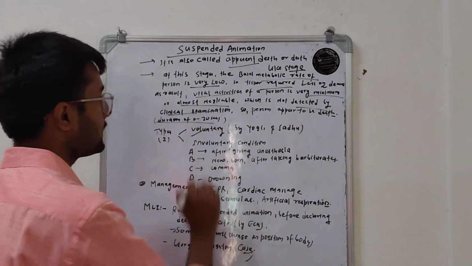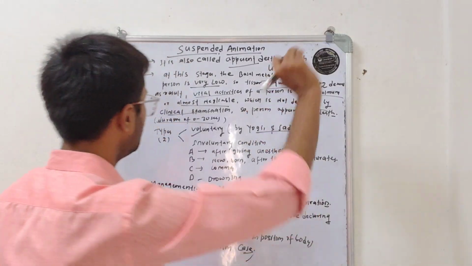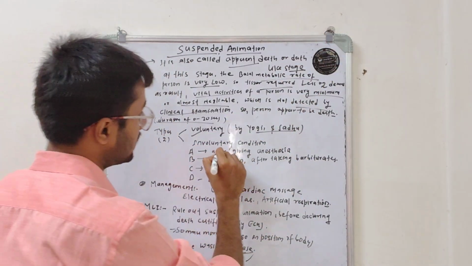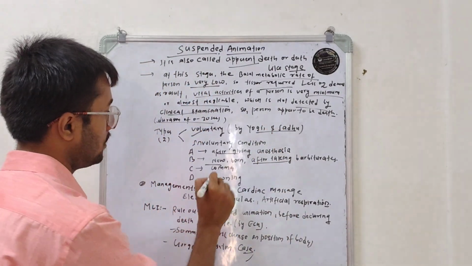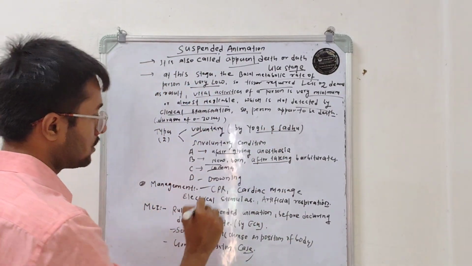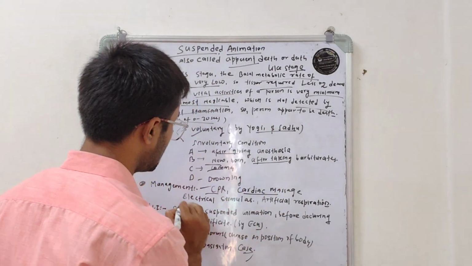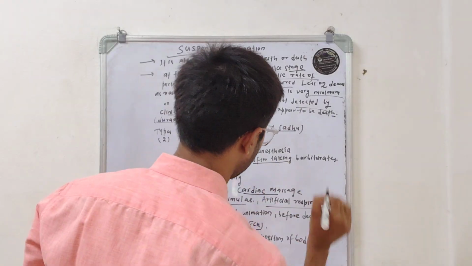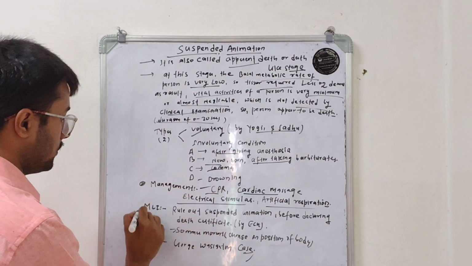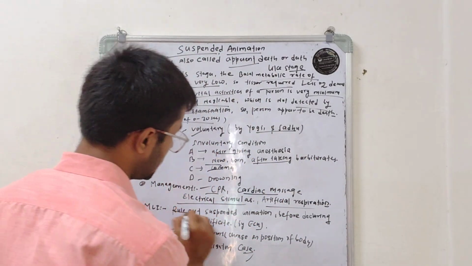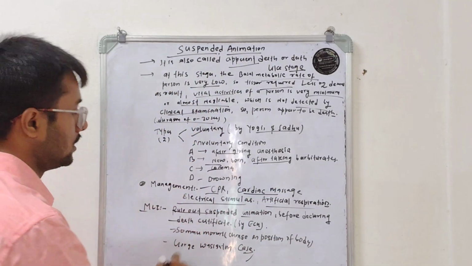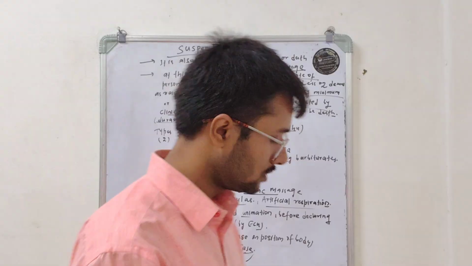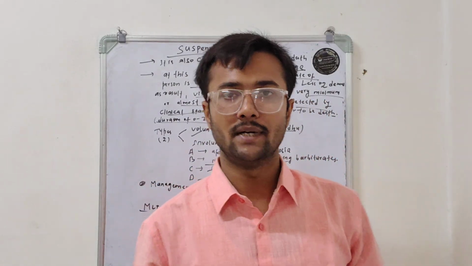Two types: voluntary, by yogi and sadhu, and involuntary, after giving anesthesia, newborn, after taking barbiturates, coma, and drowning. Management: go for CPR, cardiac massage, electrical stimulation, artificial respiration. Medico-legal importance: rule out suspended animation before declaring the death certificate. George Washington case. So this is all about suspended animation.